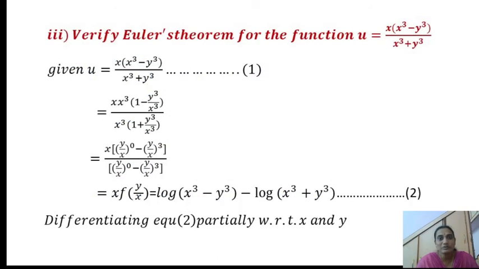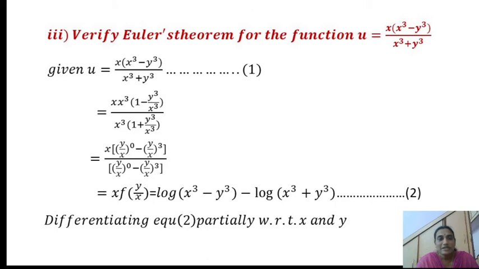Okay, now consider one more example. Verify Euler's theorem for the function u is equal to x into (x cube minus y cube) divided by (x cube plus y cube). So, the given equation is u is equal to x into (x cube minus y cube) divided by (x cube plus y cube). Call this equation number 1.